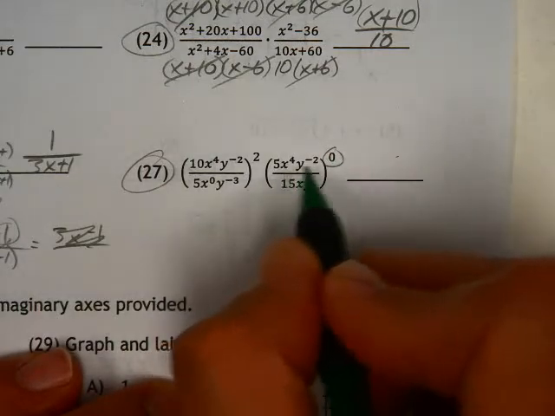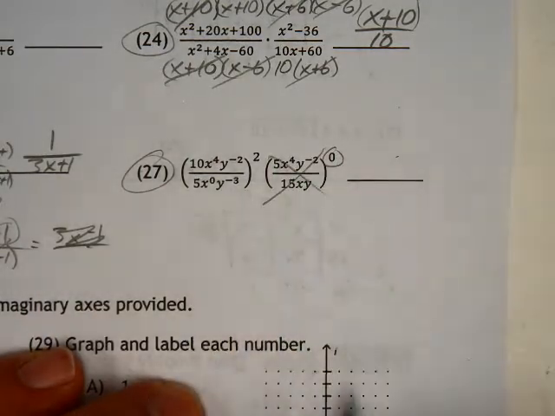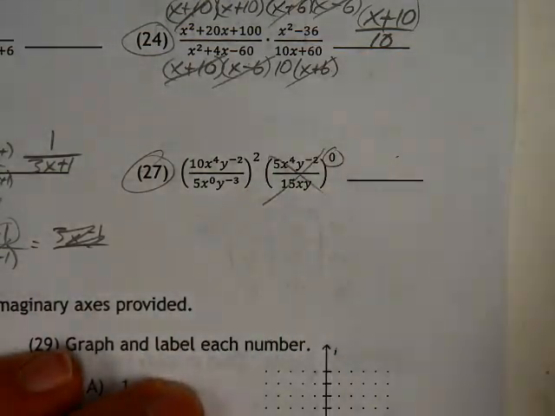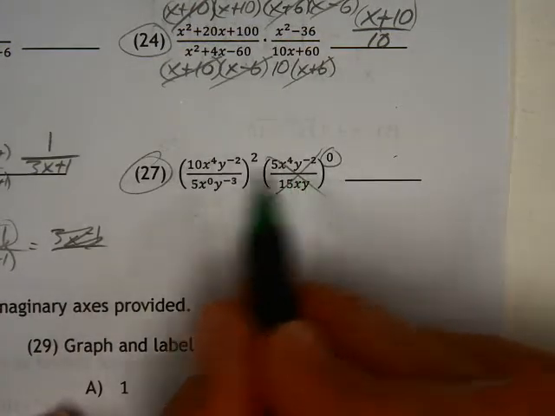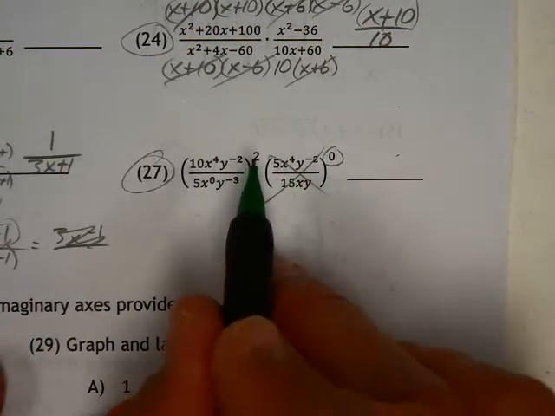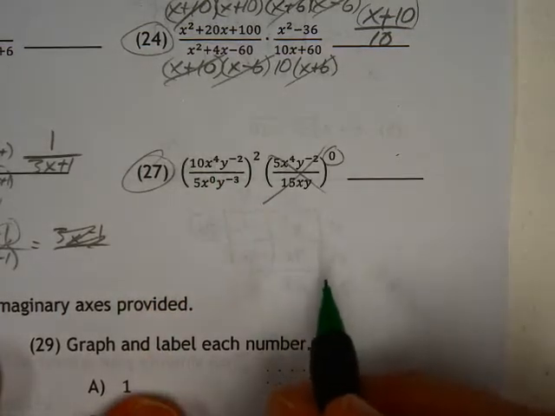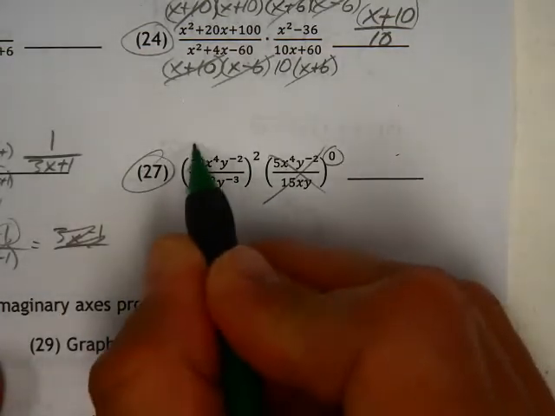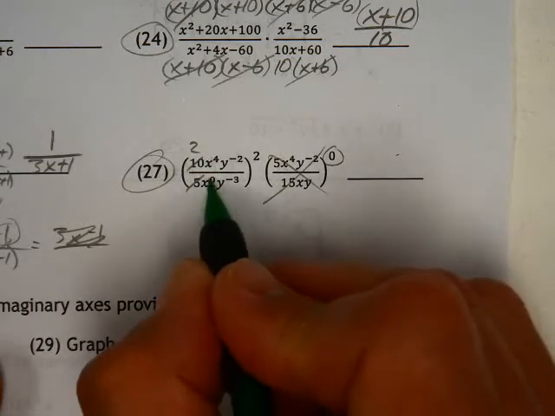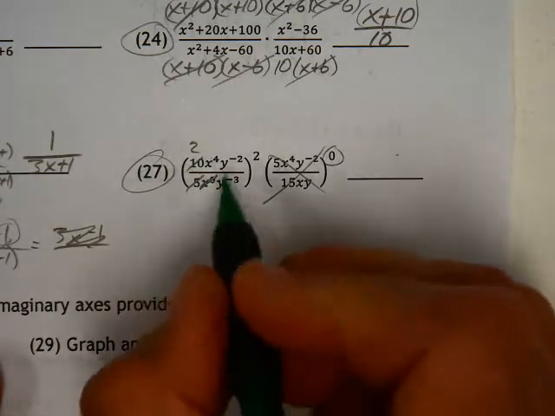And this, we'll do quickly. Anything to the 0 power is 1, so it wipes this whole thing out. Doesn't make it a 0, it just makes it a 1, which doesn't really show up. But now we're going to square everything in here, but I would suggest reducing it if you can first. 5 goes into 10 twice. X to the 0 is not even worth writing down.